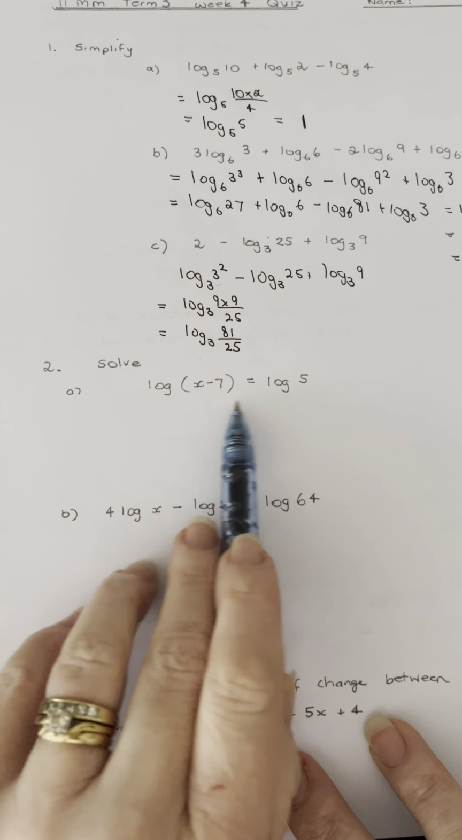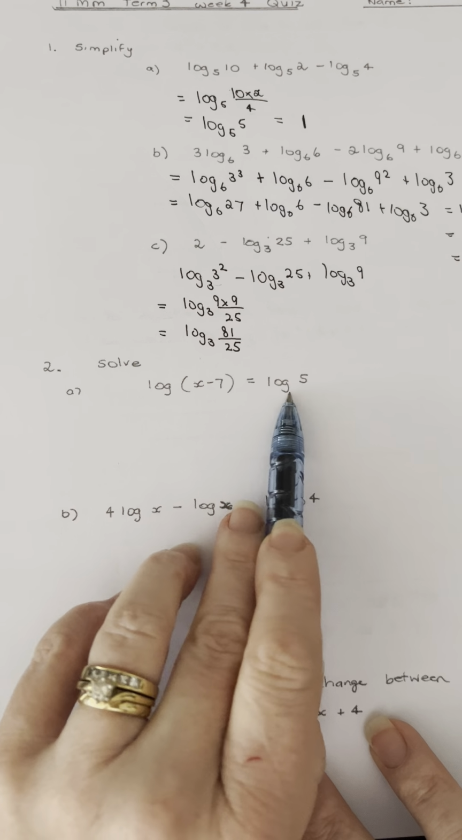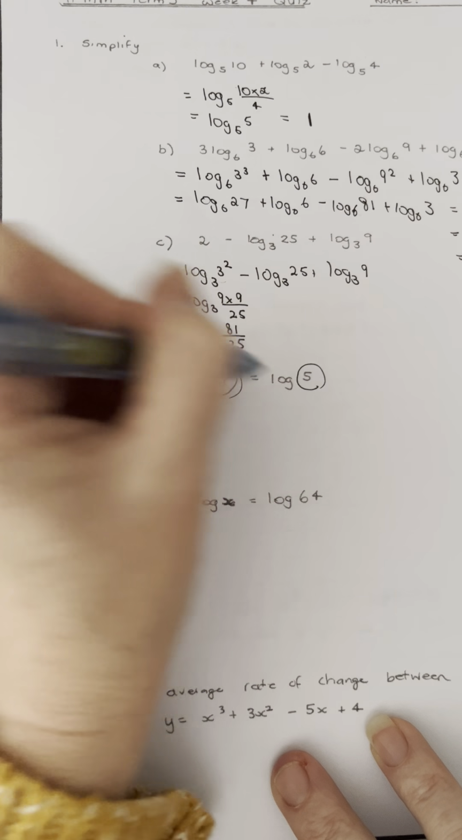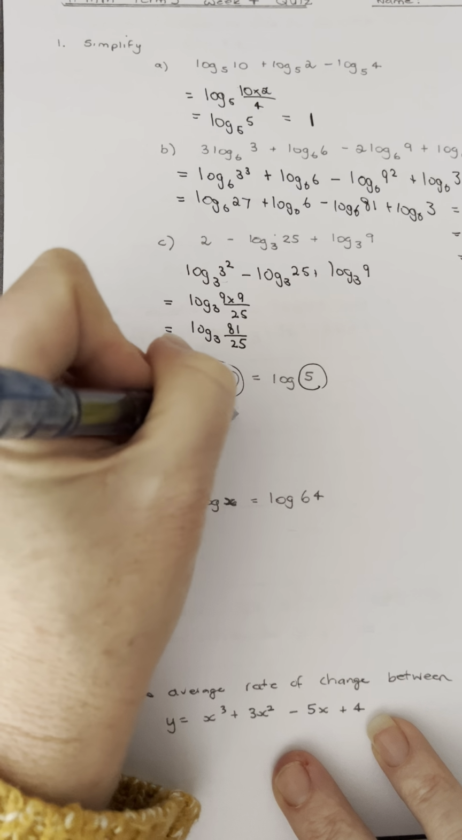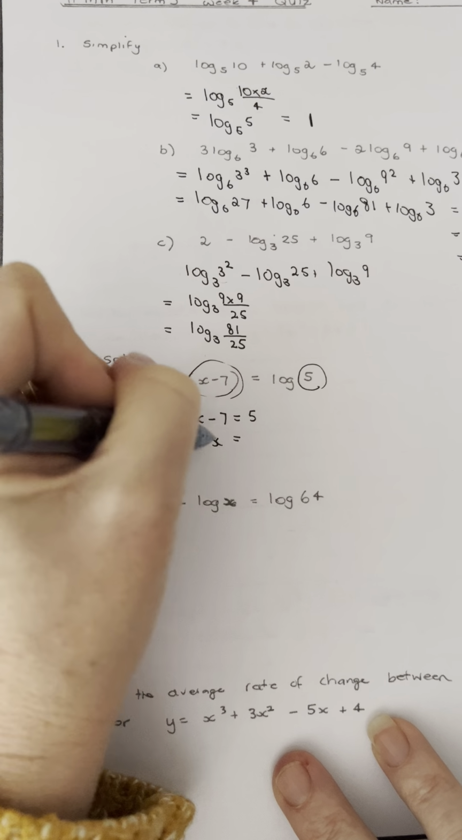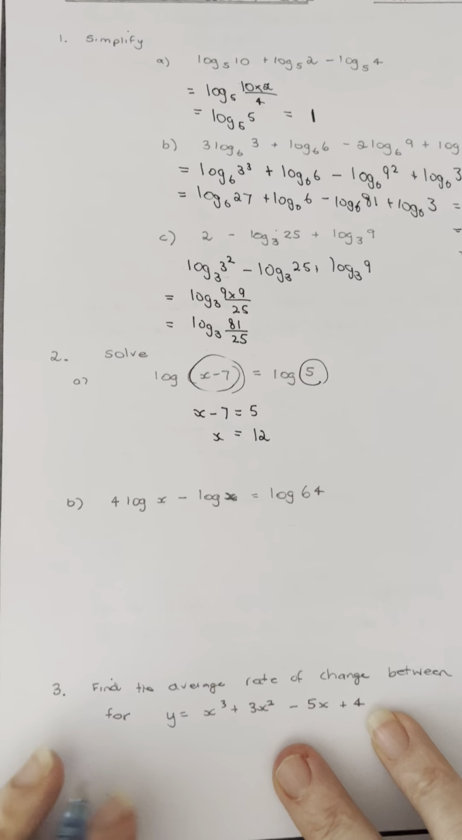Solving our log of x minus 7 equals log 5. If we've got the log, that means that this part must be equal to that part. So we can write x minus 7 equals 5. So our x must be equal to 12.